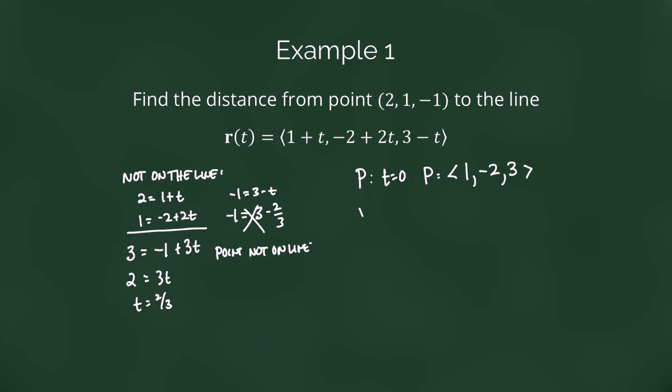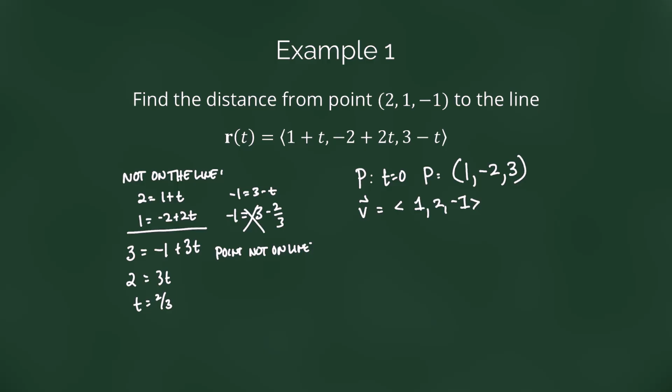Our vector v comes from the coefficients of t. So we have our vector v is going to be the vector. Whoops, I wrote P as a vector, and I want it to be a point. So v is going to be the vector coming from the coefficients of t in our linear equation. So v is the vector (1, 2, -1).